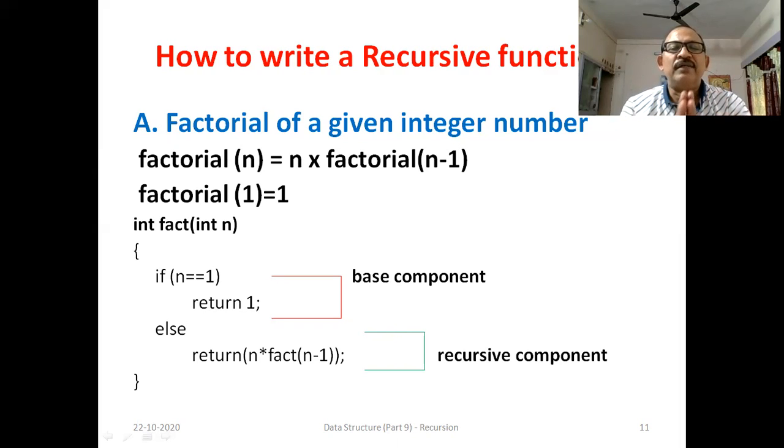Now, first we write a base case. And what is the base case? Factorial of 1 is 1. Means if n is equal to 1, return 1. Otherwise, if n is not equal to 1, we write return n into fact n minus 1. So this way, we write a recursive function for a problem which is expressed in recursive terms. Is it clear?